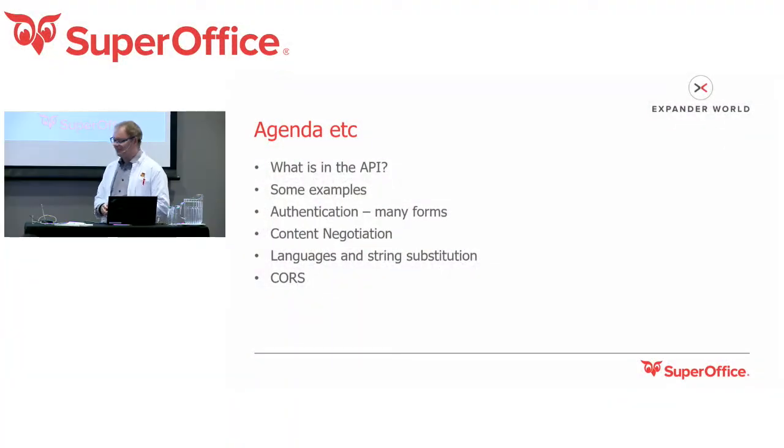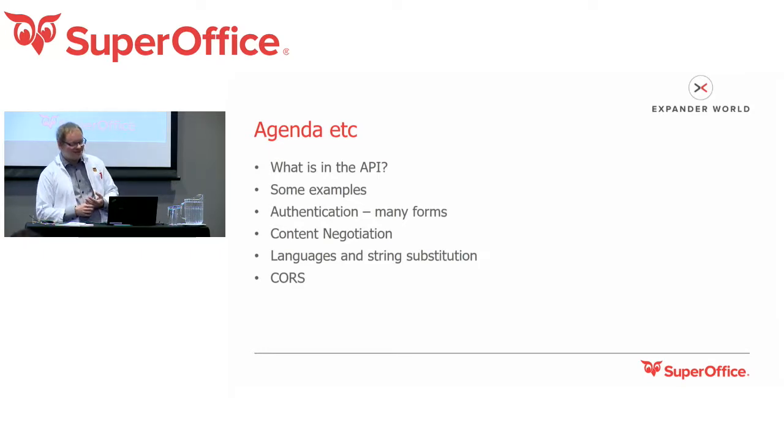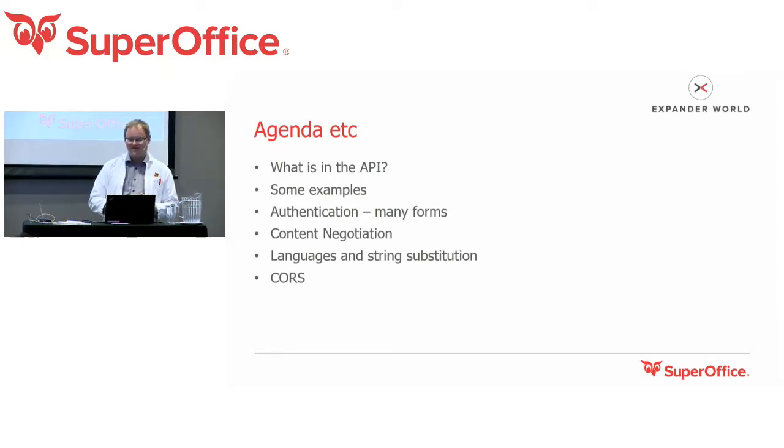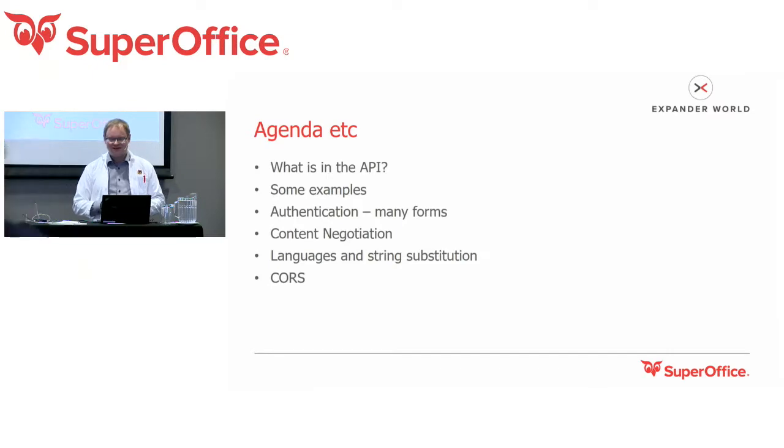I'm going to talk about what's in the Web API, give you some examples of things we can do with it, show the many different ways we have to prove our identity to the API. Talk a little bit about how we do different forms of content negotiation and language and CORS, cross-domain request sharing. Talk about different things which can trip us up when we're trying to use the Web API.